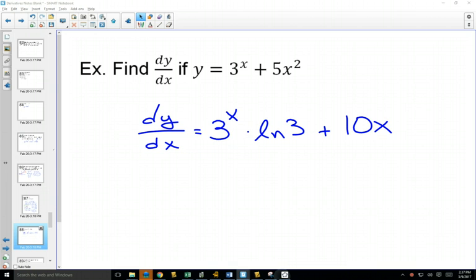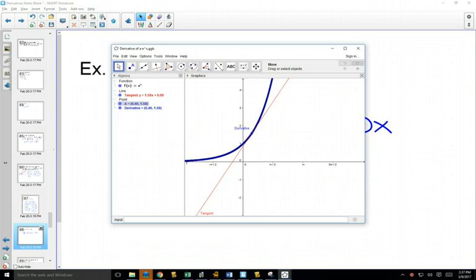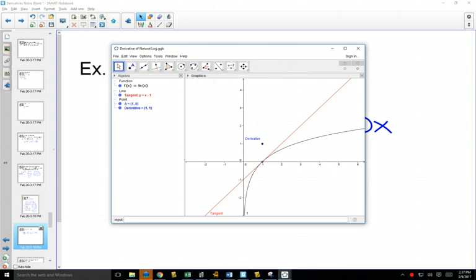Go back to our graphs. So if e to the x was so nice and stayed the same, does something special happen with the natural log of x? Well, let's start dragging this around. Oh.